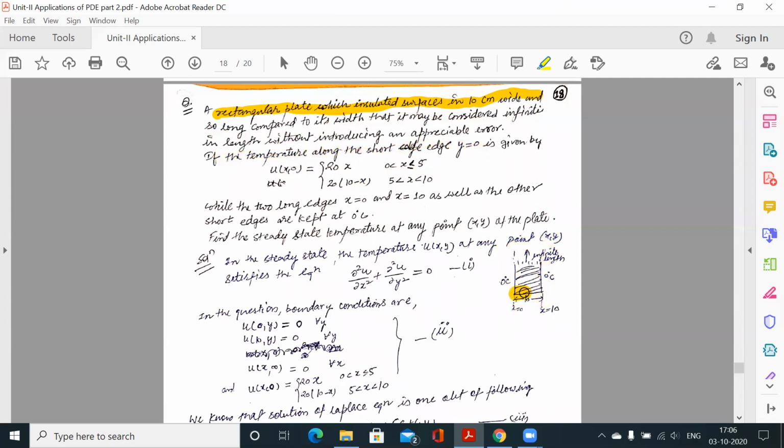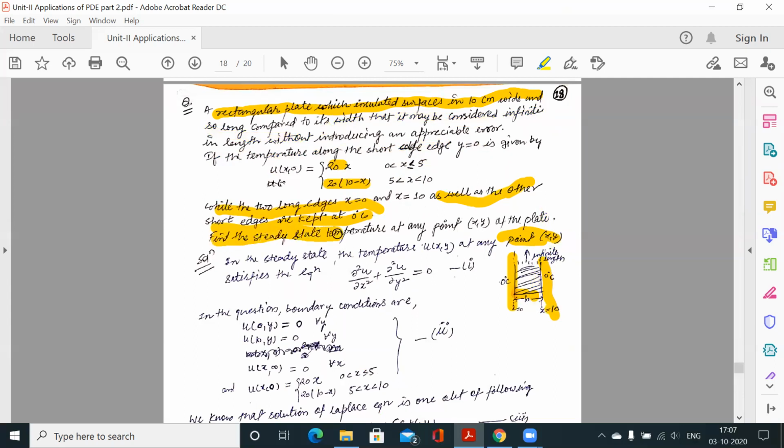So from this point to the half point, the temperature is 20x, and from the half point to the last point, it is 20(10 minus x). Clear? While the two long edges, x is equal to 0 and x is equal to 10, as well as the other short edge, are kept at 0 degree centigrade. So there are 4 edges. Here we have given the temperature on this edge, and the infinite edge, y is equal to infinite. For all 3 edges, we have the temperature 0 degree Celsius. So these are kept at 0 degree Celsius.